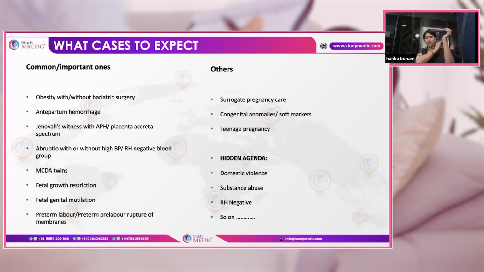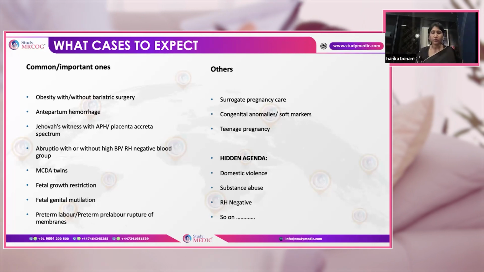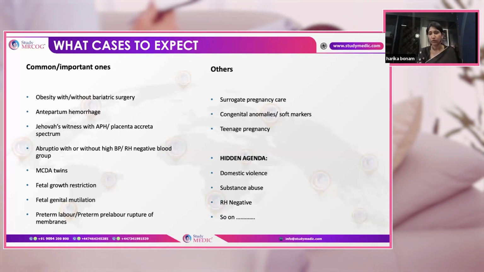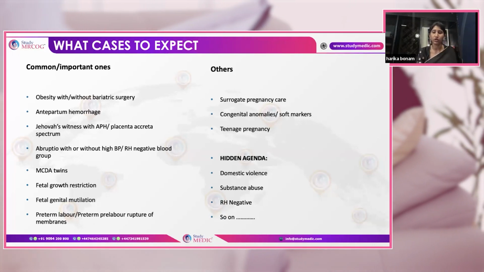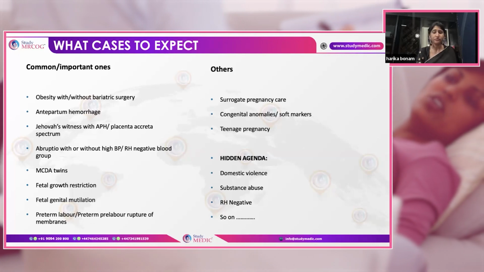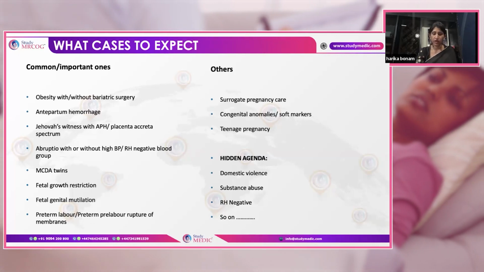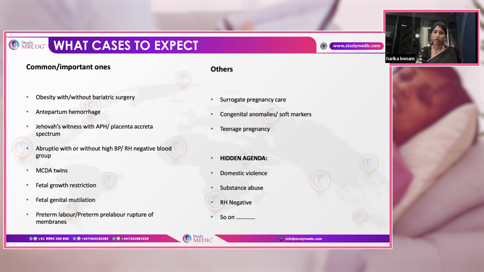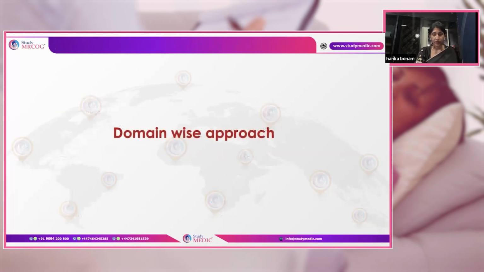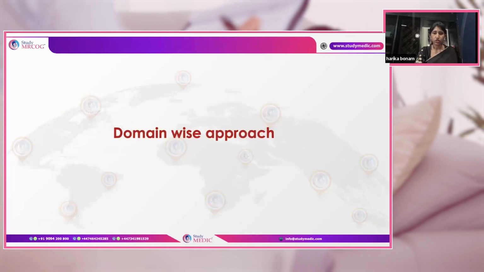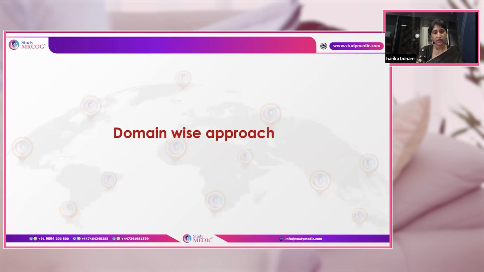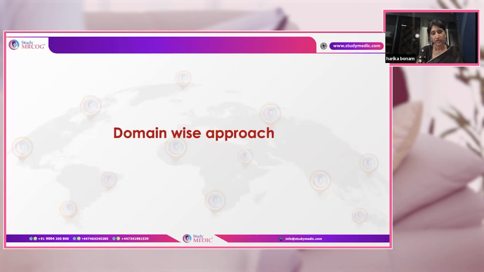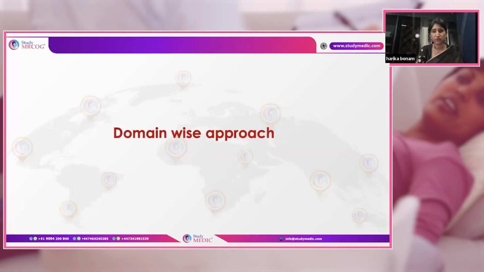And the most common hidden agendas, as I said, the first most common one is domestic violence. The second most common one is Rh negative, and you can also have substance abuse or alcohol or safeguarding issues and all. The list is exhaustive, and there are new cases which RCOG is trying to add as well. So going to the domain-wise approach, I usually say it is always better to see domain-wise, because the more you practice, you'll be able to see in which domain, which is the important point.